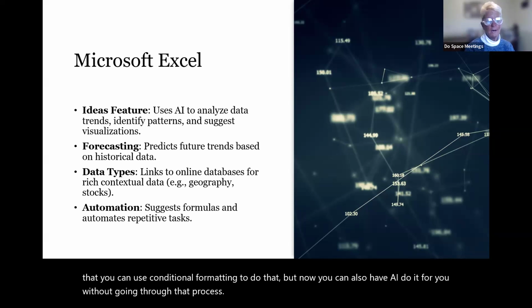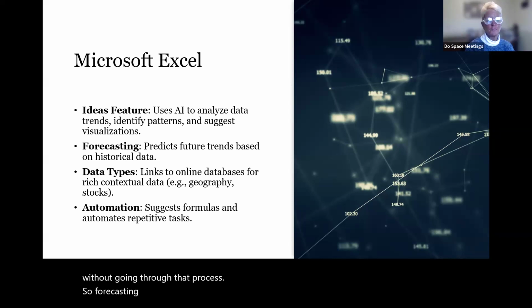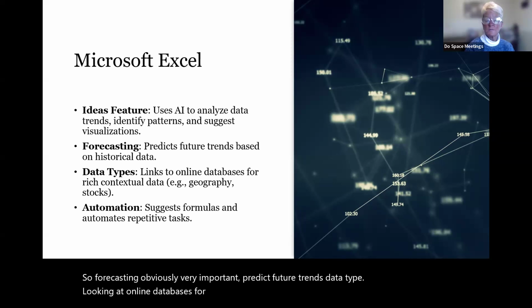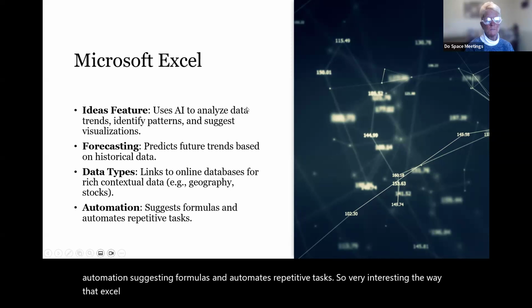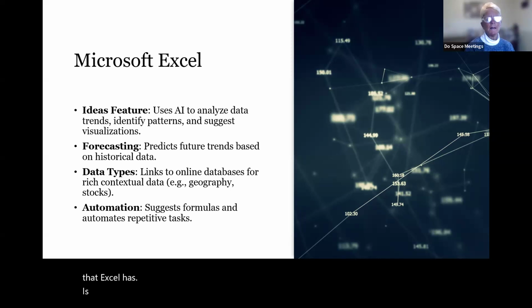Forecasting, obviously very important, predicts future trends. Data types look at online databases for geography and stocks and different things like that. And then automation, suggesting formulas and automating repetitive tasks. So it's very interesting the way that Excel is utilizing AI to our benefit.